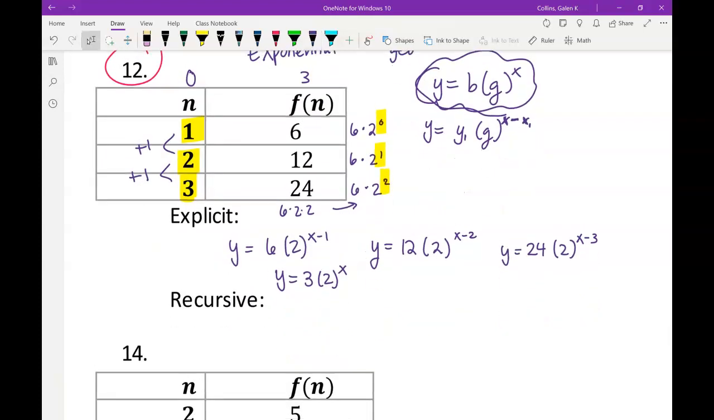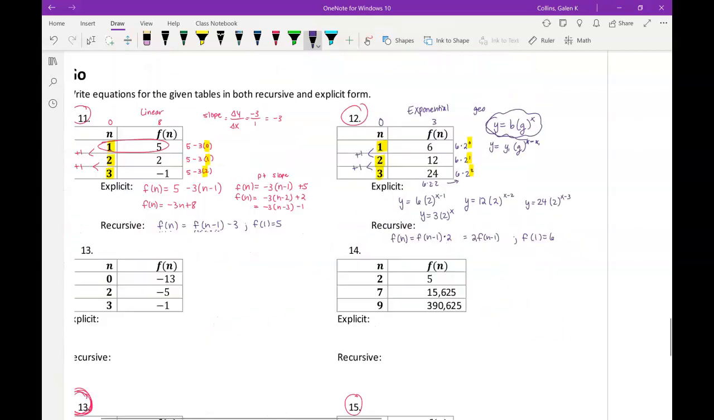All right, for the recursive, again, if I want to get to some term f of n, I'm going to take my previous term, which is where n was 1 less than my current term, and I'm going to multiply that by 2. And so you could also write that as just 2 times f of n minus 1. And again, our recursive is not complete unless we give a value from our table. So f of 1 equals 6.